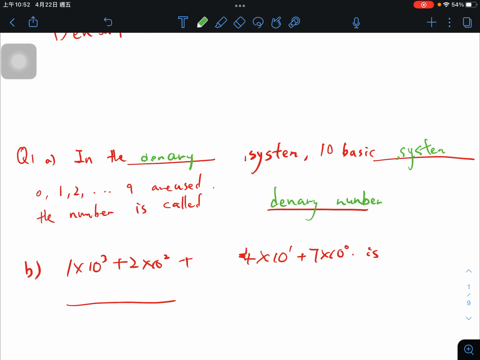So 1 times 10 to the power 3, etc., is called the expanded form. Expanded form means that you take a number, for example 1, 2, 4, 7, and you can write it like this.